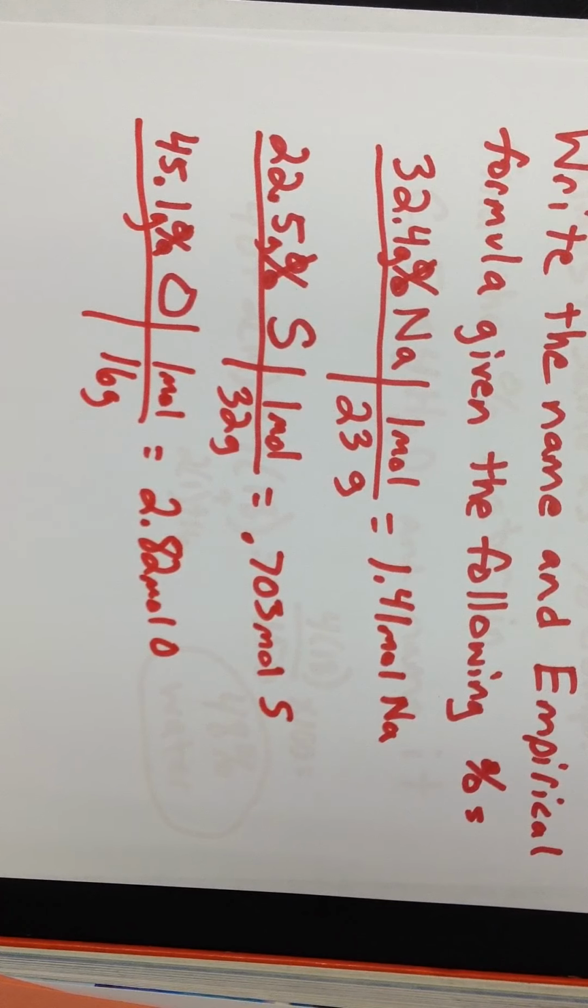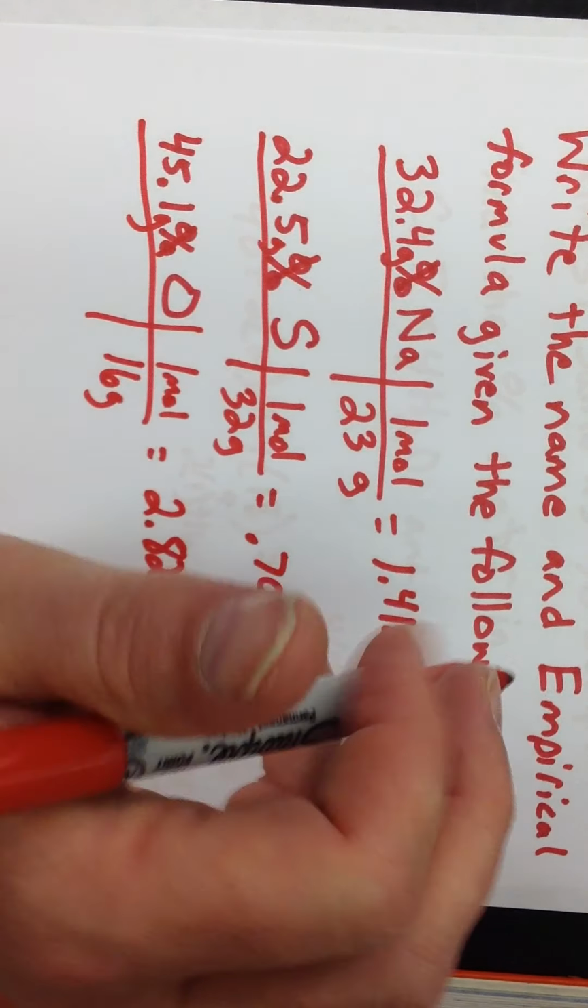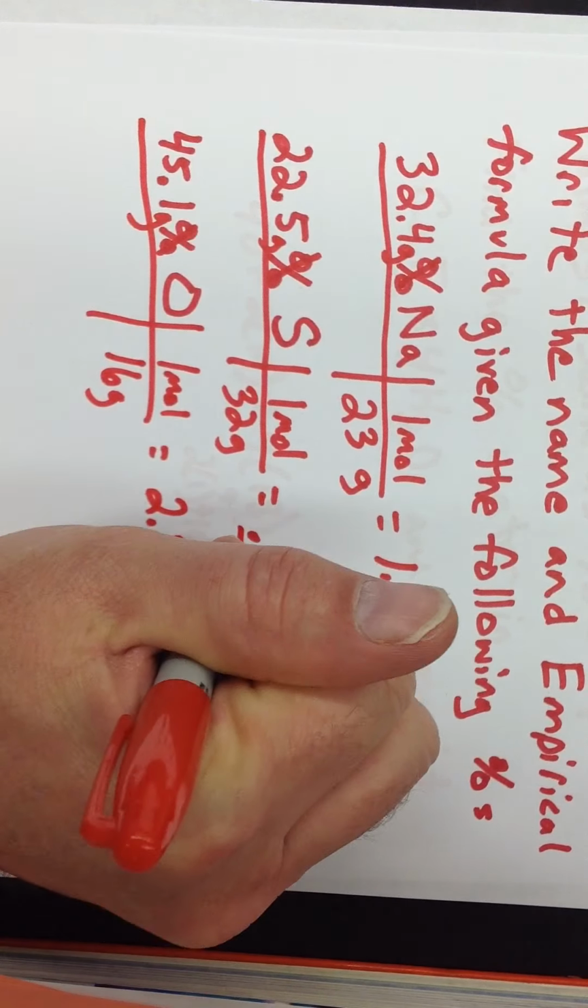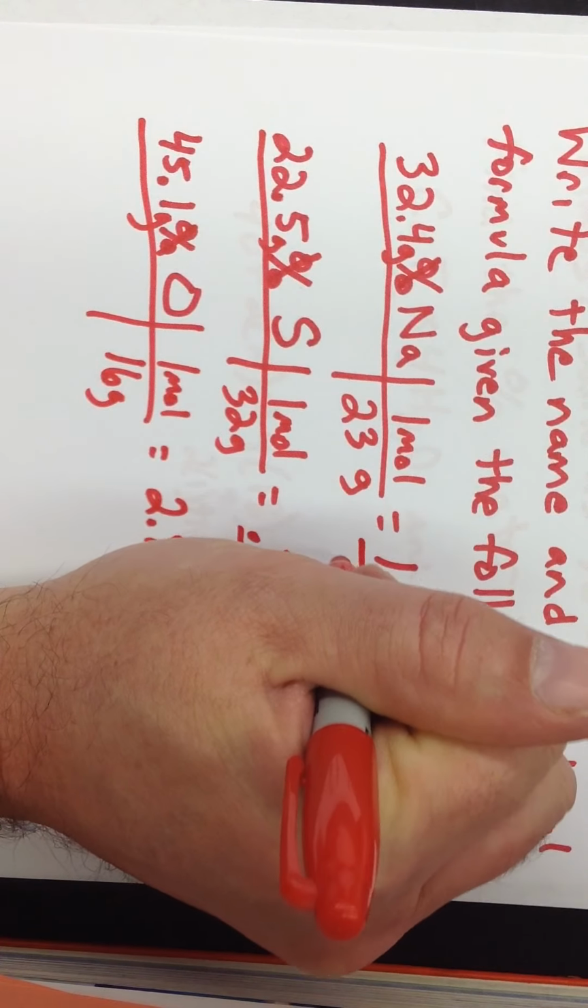What always happens on the basketball court when you have someone maybe smaller than you guarding you? They always get picked on. You always pick on the small guy. So which one here is the small guy? Well, it's the smallest number. It's 0.703. We're going to divide every single number by 0.703 by picking on the small guy.